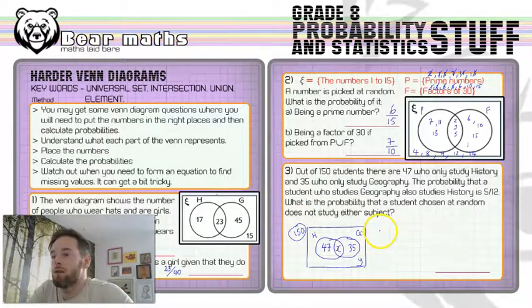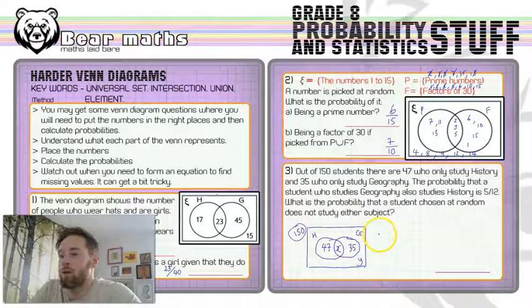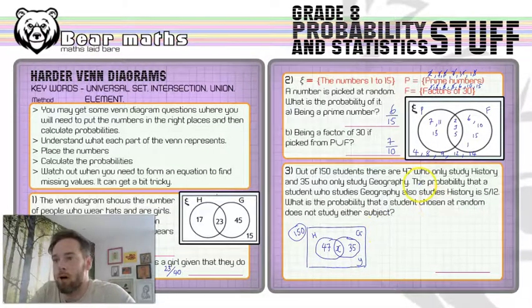So what we need to do is form an equation. Now that equation can be formed using this part of the words in the question: the probability that a student who studies geography also studies history is 5/12. We're going to form an equation where a fraction is going to be equal to 5/12.